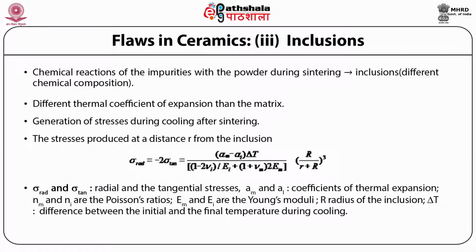Here sigma rad and sigma tan are the radial and tangential stresses respectively. Alpha m and alpha I are the coefficients of thermal expansion. Nu m and nu I are the Poisson's ratios. Em and Ei are the Young's moduli of the matrix phase and the inclusion respectively, and R is the radius of inclusion. Now delta T is the difference between the initial and the final temperature during cooling. So it can be seen that the stresses produced are directly proportional to delta T and vary as the cube of the size of the inclusion.